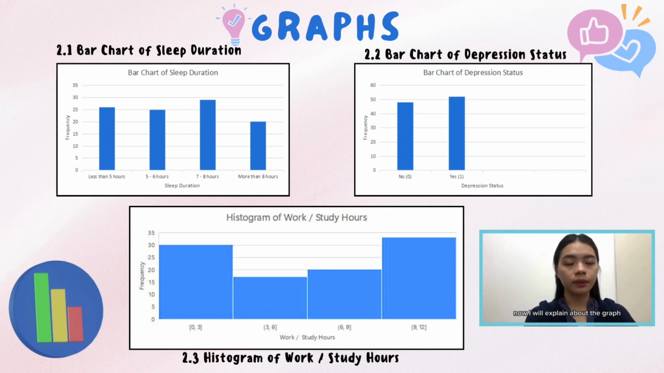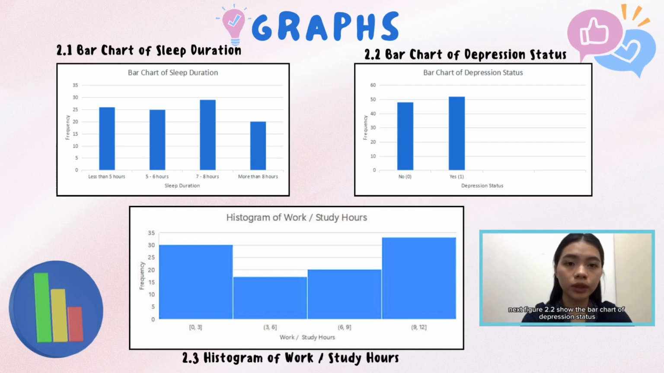Now, I will explain about the graphs. First, figure 2.1 shows the bar chart of sleep duration. The bar chart presents the distribution of students according to their sleep duration. Based on the chart, most students sleep between 7 and 8 hours, which represents 29% of the sample, while 30% sleep more than 8 hours.